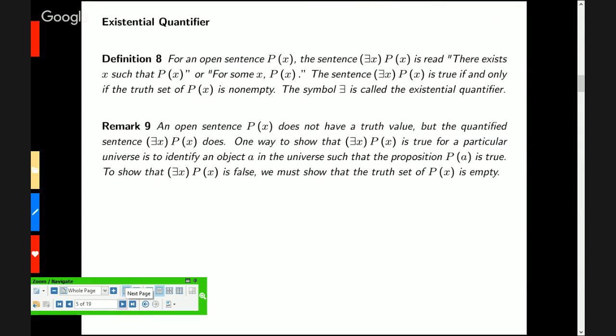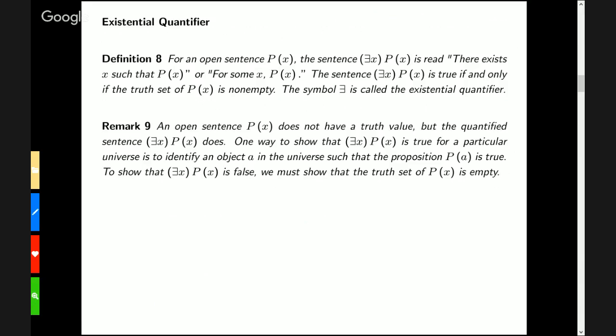Now, the whole point of this section is existential quantifiers, and existential means exist, there exists. So you have an existential, and I forget what the other one's called. I should know it. Universal and existential. The existential quantifier simply means there exists. There exists something that satisfies some condition.